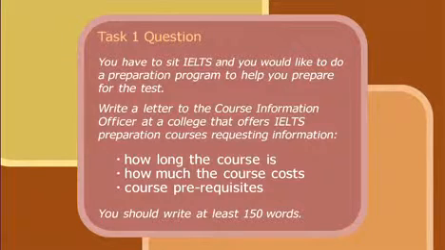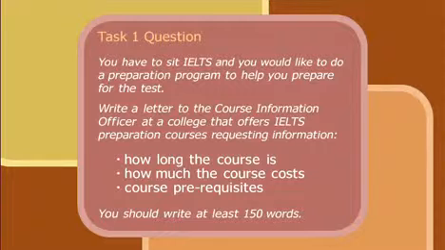It's easier for the reader of the letter if it's organised coherently. In Task 1, the way the IELTS General Training question is laid out will help you in organising your response or answer. For example, look at the following question, a typical question for Task 1. You have to sit IELTS and you would like to do a preparation program to help you prepare for the test. Write a letter to the Course Information Officer at a college that offers IELTS preparation courses requesting information. How long the course is, how much the course costs, course prerequisites. You should write at least 150 words.